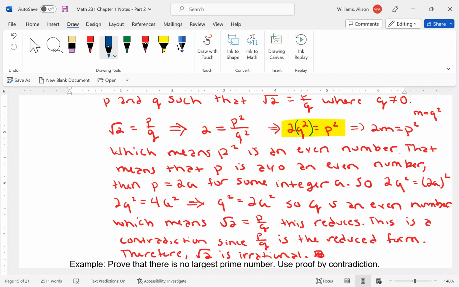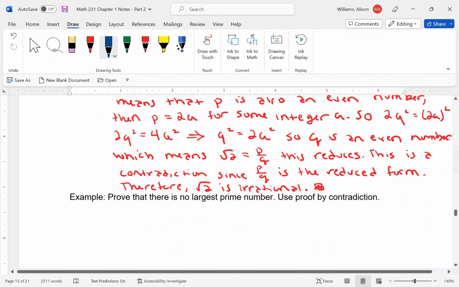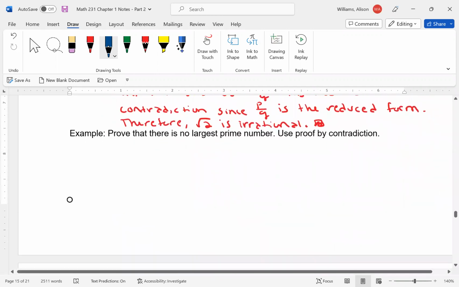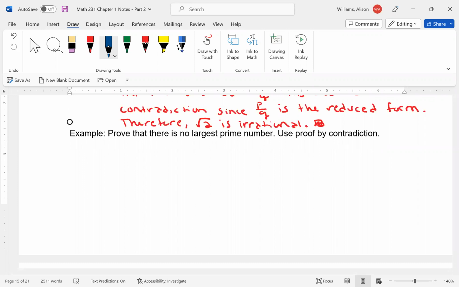And let's try it again. Let's try another one. Prove that there is no largest prime number. Let me get rid of that weird thing. It's going to give me the keyboard. I'm sorry. Okay. Let's use proof by contradiction. So that means we are assuming there is a largest prime number.